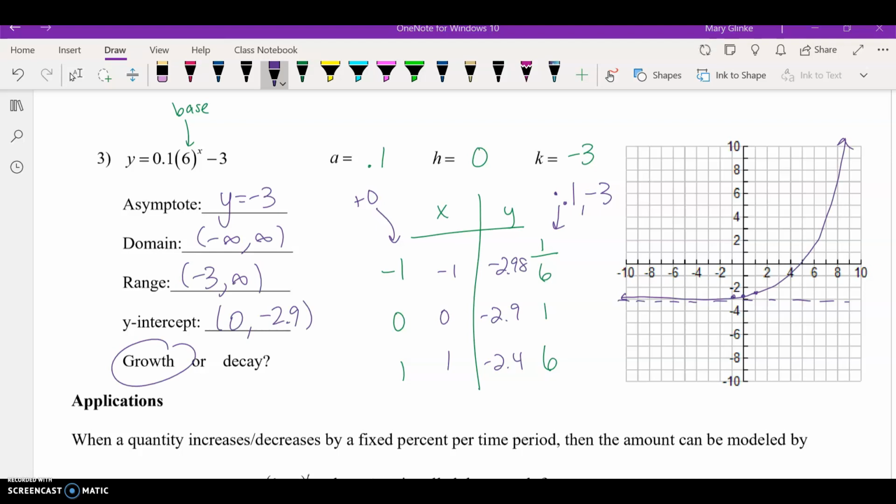Okay, so our graph would look something like this. It grows very slowly, but it does grow over time, and it's because of that 0.1 out in front.